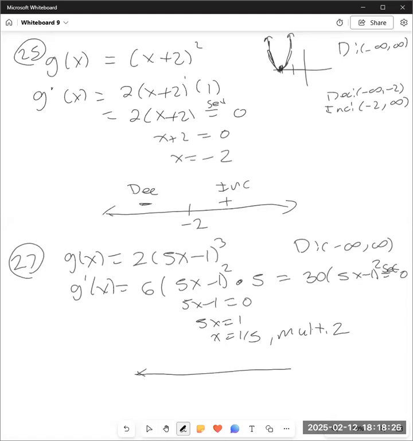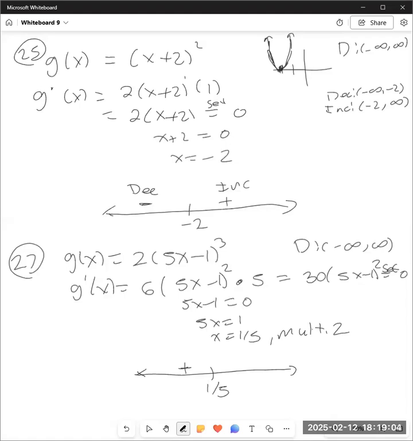So when I have 1/5, a number less than 1/5 would be 0. Let's put 0 in here. 30 times (0 minus 1) is -1, and 30 times -1 squared is 30 times 1, which is +30. Stick in a number bigger than 1/5. Let's just stick in 2/5. That's not going to be bad.